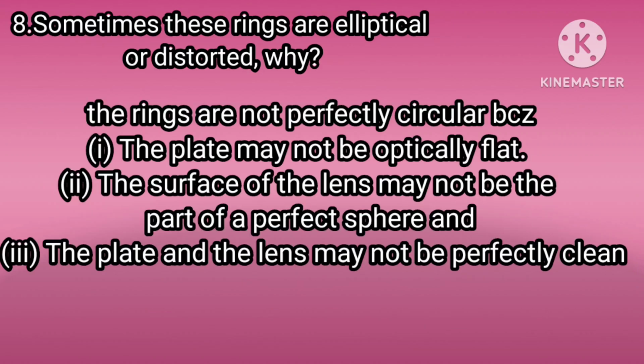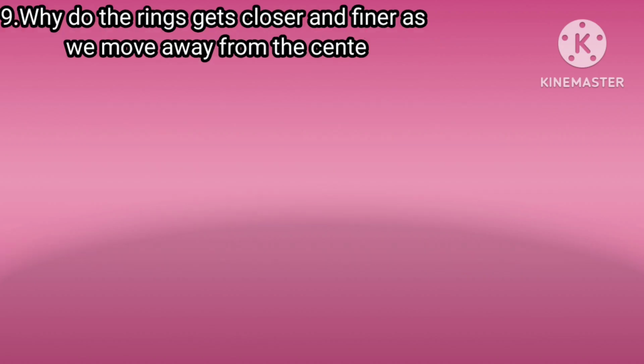Sometimes these rings are elliptical or distorted. Why? The rings are not perfectly circular because the plate may not be optically flat or may have some irregularities, the surface of the lens may not be part of a perfect sphere, and the plate and the lens may not be perfectly clean. If there is any distortion or dust particles on the optical surface of the lens, it will cause some distortions in the Newton rings.